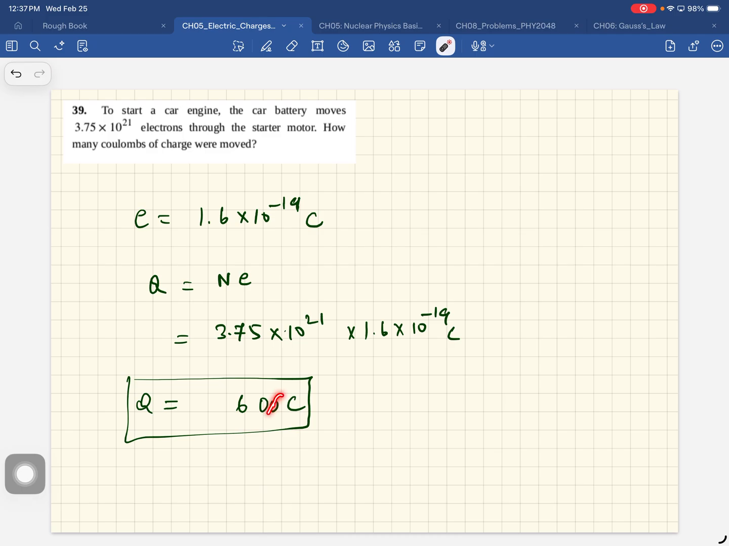All right, to put this into perspective, for a large thundercloud, the charge is about 60 coulombs. So to get your car started, there's 10 thunderclouds' worth of charge that was moved.